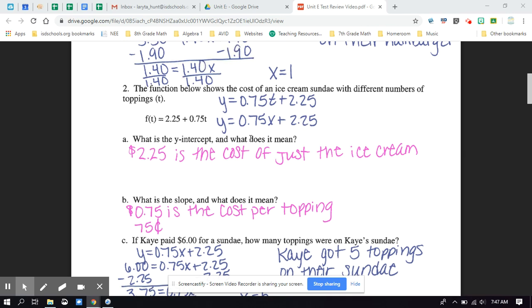What is the y-intercept and what does it mean? The $2.25 is the y-intercept. That's what you're starting with. You have to pay for the actual ice cream. $2.25 is just getting you ice cream.